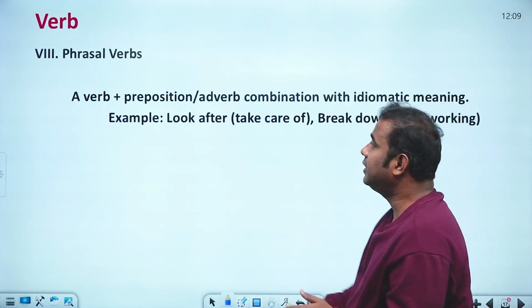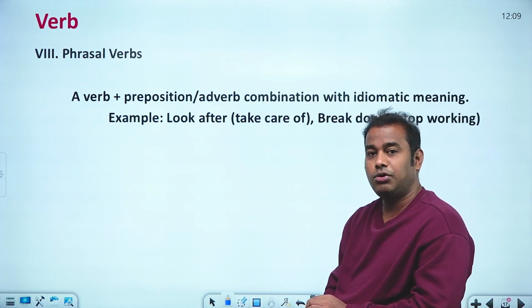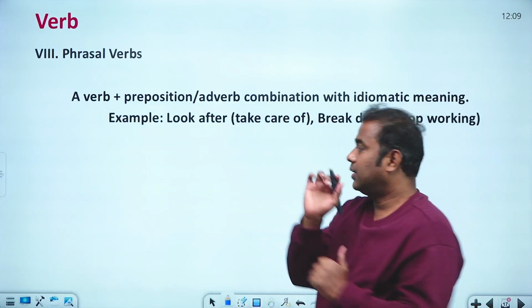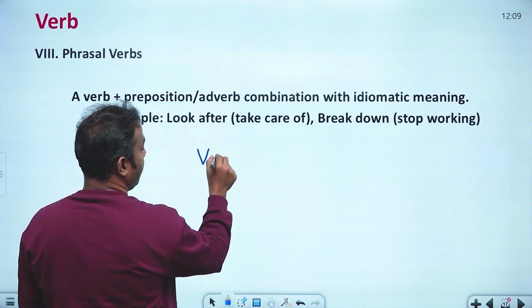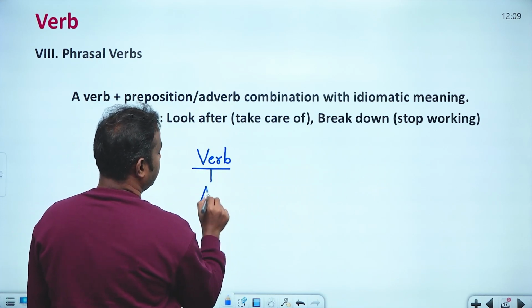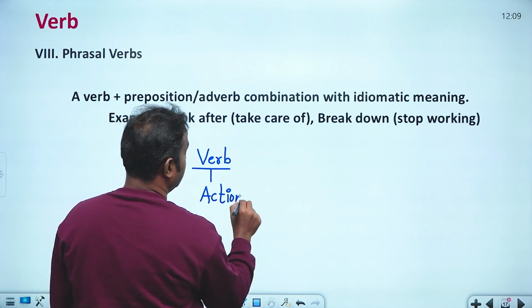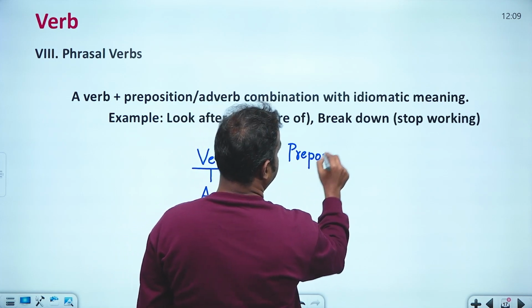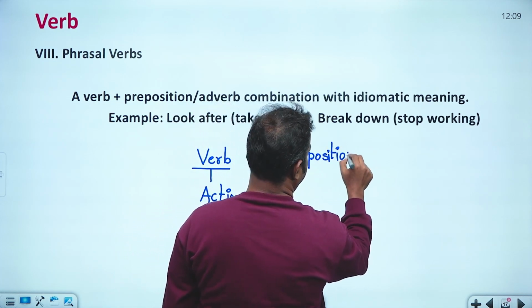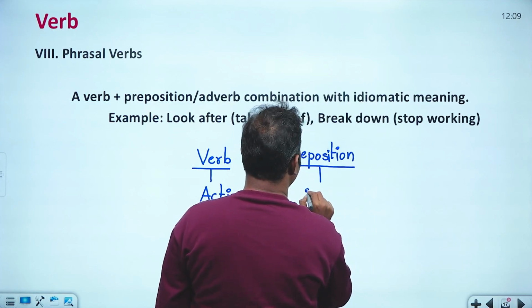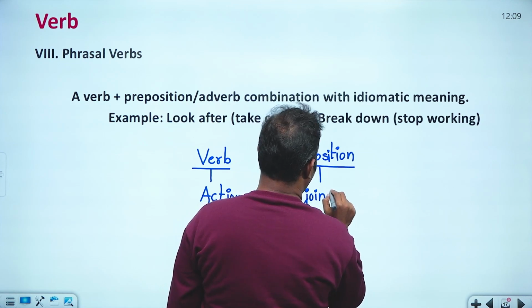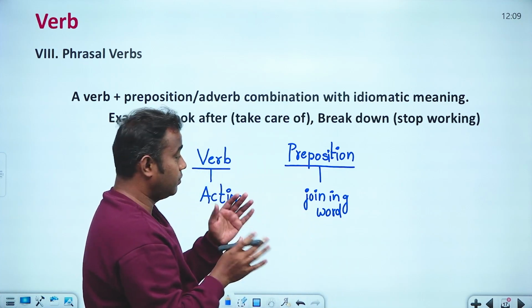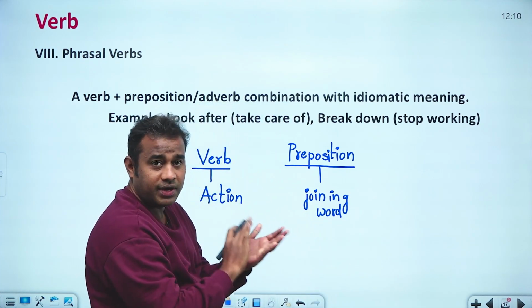And the next one is phrasal verbs. So verbs can also take part in phrasal verb formation. What are phrasal verbs? Normally, if we look at a verb, a verb is an action. If we look at a preposition, we can say a preposition is a joining word, joining one word to another. So what is the relationship between one word and the other word?